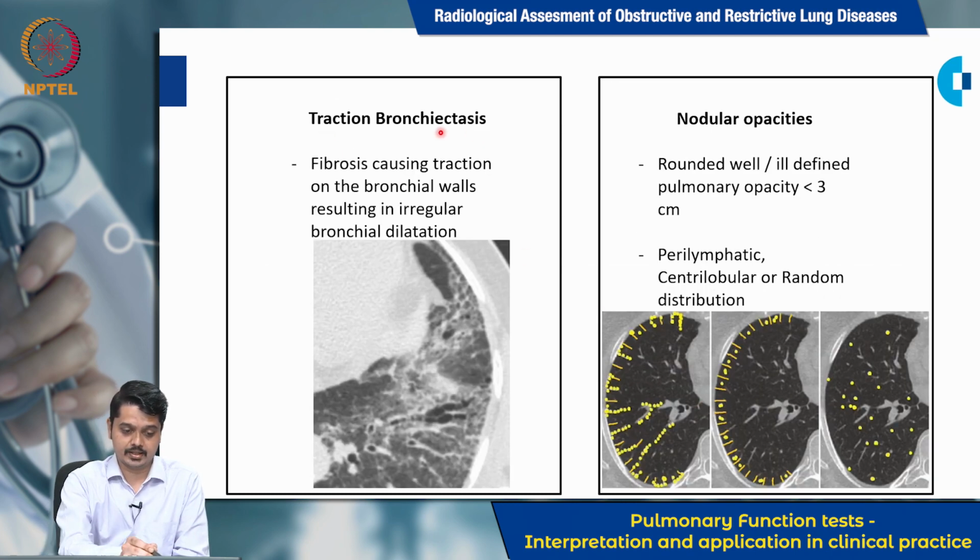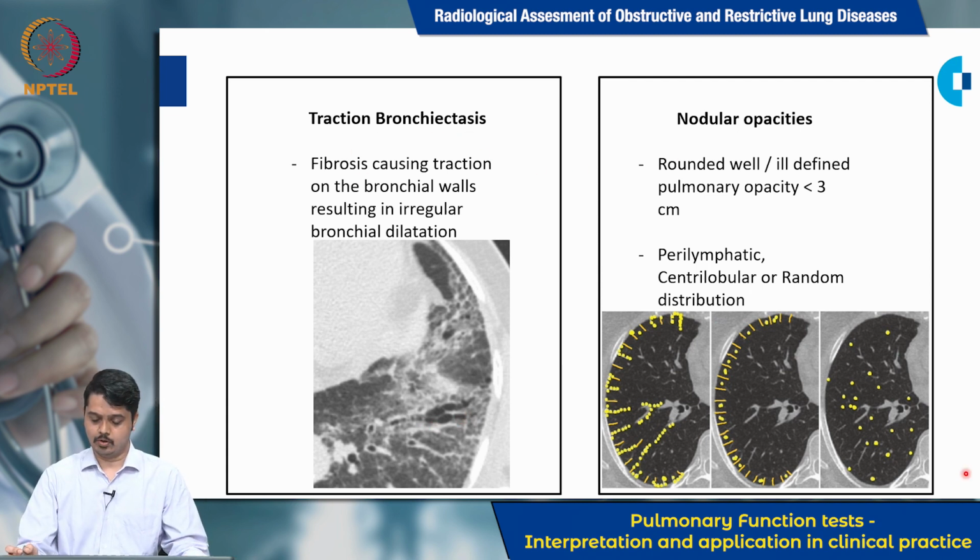Traction bronchiectasis. Traction means pulling. Whenever there is fibrosis in the lung, there is pulling of the adjacent bronchi leading to dilatation of the bronchi, which is traction bronchiectasis. Next is nodular opacities. Any rounded, well-defined or ill-defined lung opacity less than 3 cm is called as a nodular opacity.